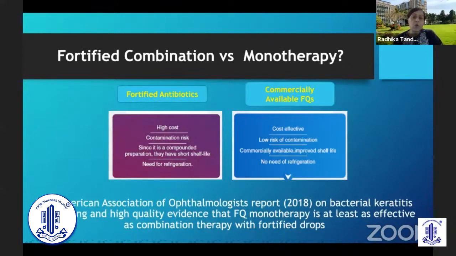Now, talking about fortified combination therapy versus monotherapy, this is again a still debatable point. The benefit of fortified combination therapy was that you are using two agents that are freshly prepared, and you're using them at very high concentration with the idea of getting rid of all the organisms straight away.